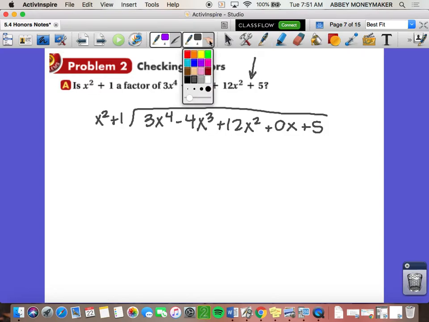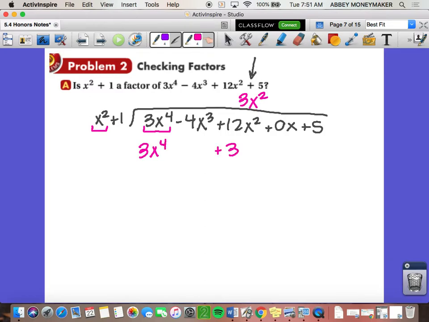Okay? So from here, I'm going to do the exact same process. What do I need to do to x squared for it to become 3x to the 4th? I need to multiply that by 3x squared, and I'm going to line that up over my other x squared term. So I would have 3x to the 4th, and then plus 3x squared. I'm going to draw my line and change my signs. Okay. Those first two cancel, and I'm left with 9x squared.